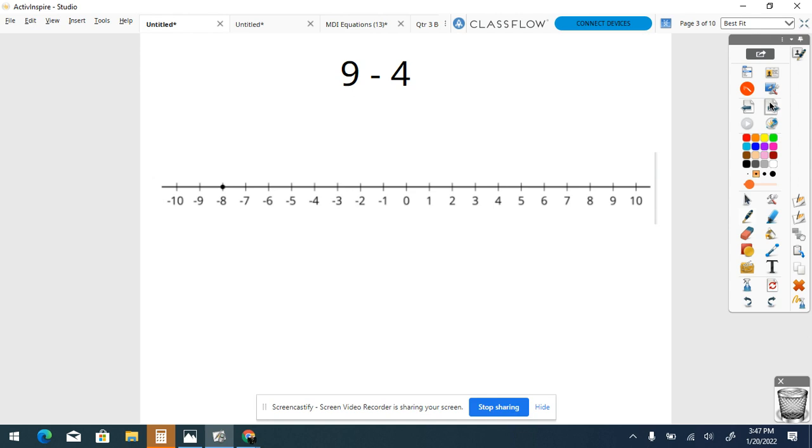9 minus 4. So 9 minus 4, I know my first arrow is going to point to 9 because that is my first number. And then minus 4. So this is where you have to ask yourself, am I going left? Am I going right? Well, because I'm going minus 4, I'm taking away positives. If I take positives away from my life, it's going to go down. So that means I'm going to go to the left. So I'm going to start here at the end of my arrow and go to the left 4 times. 1, 2, 3, 4. And then my top arrow now points at 5. So 9 minus 4 is 5.